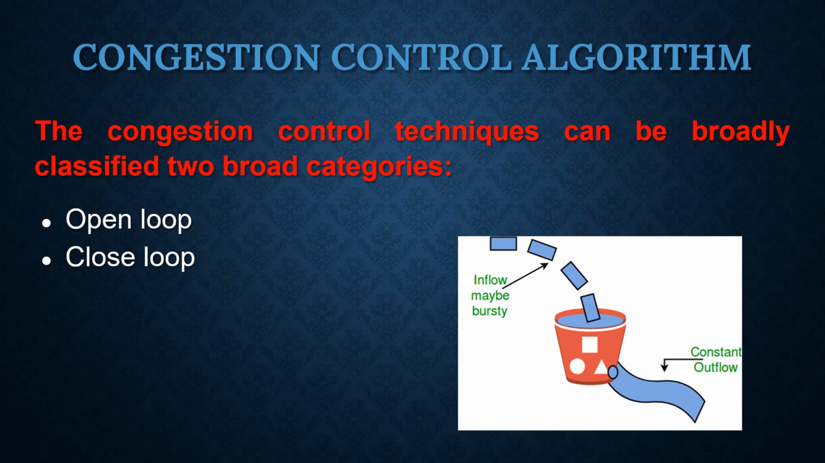Various metrics can be used to monitor the network for congestion. Some of them are the average queue length, number of packets that are timed out, average packet delay, number of packets discarded due to lack of buffer space, etc.